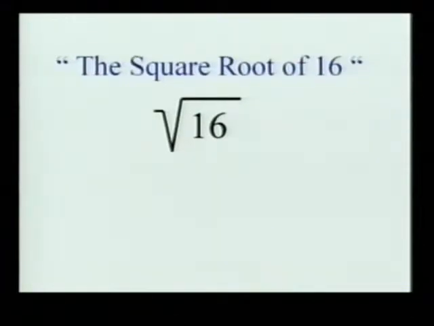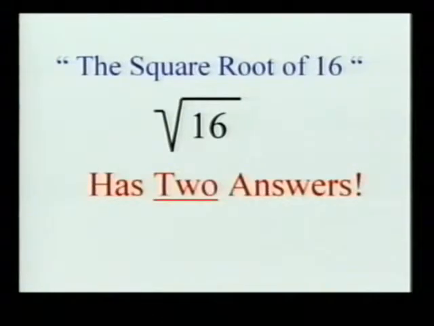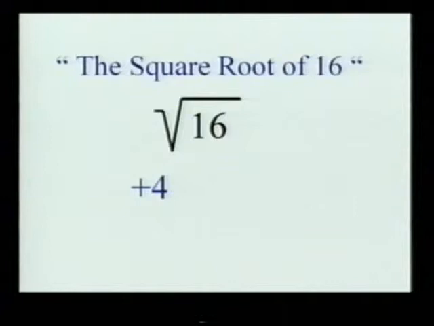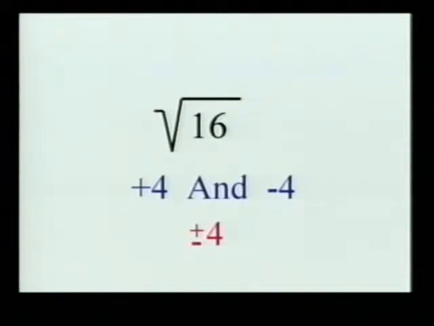There's something screwy around here. Well, the square root of a number has two answers: the positive one and the negative one. That's going to come into play today. And if you're lazy, you may want to write plus and minus 4. Be looking for that symbol, plus and minus.